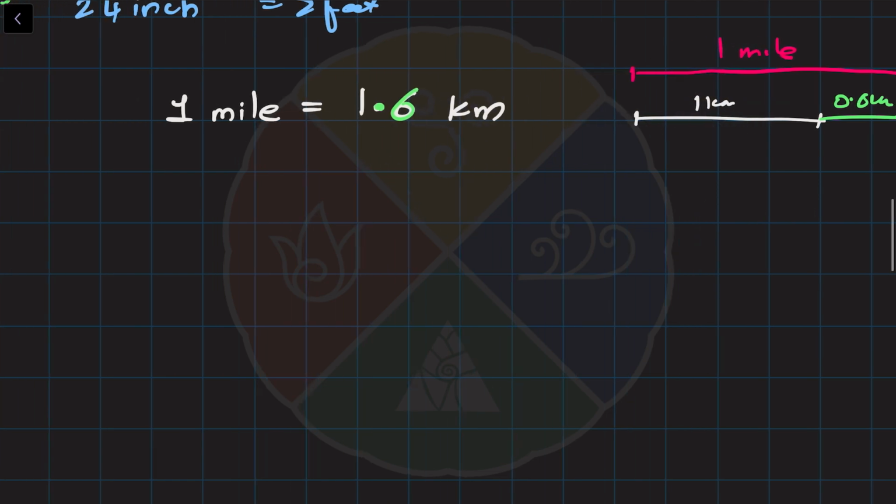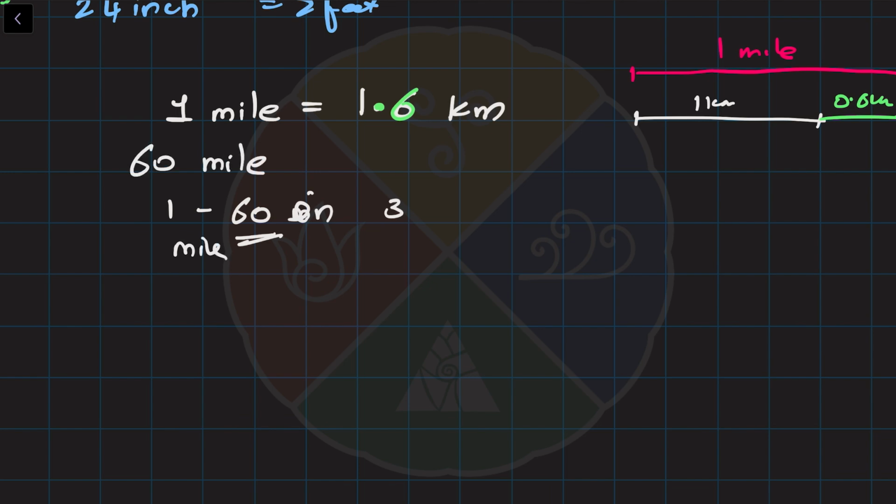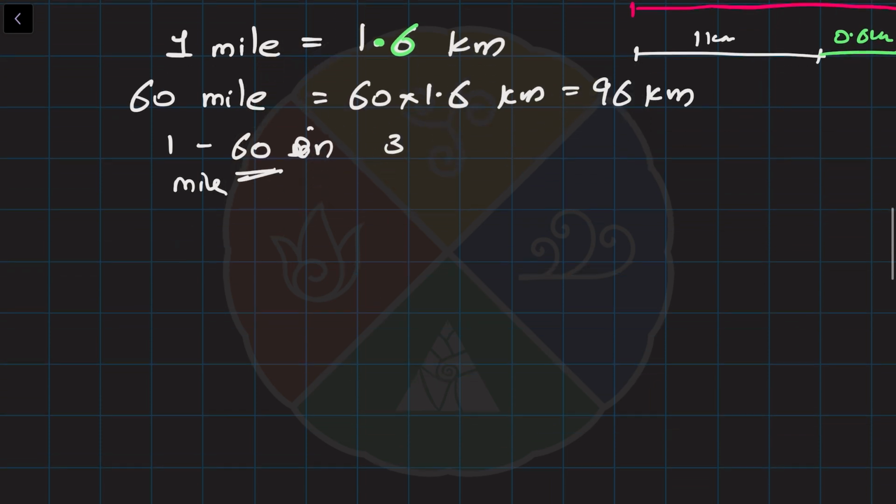And this is the reason why, if you see some motorsports, they would be saying that 0 to 60 in 3 seconds or something like that. So what is 60 miles? They are talking about 60 miles, 0 to 60 miles. Let's figure out what 60 miles is. 60 into 1.6 kilometers. What is 1.6 into 60? Oh, that's around 96 kilometers. So they're basically talking about the speed.